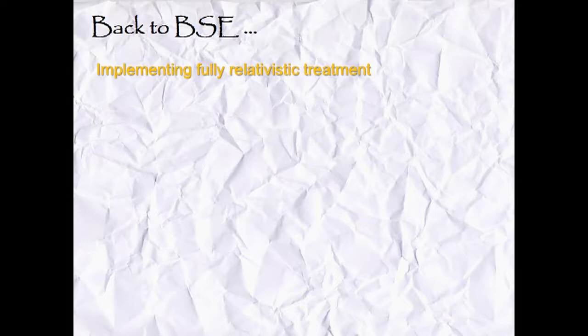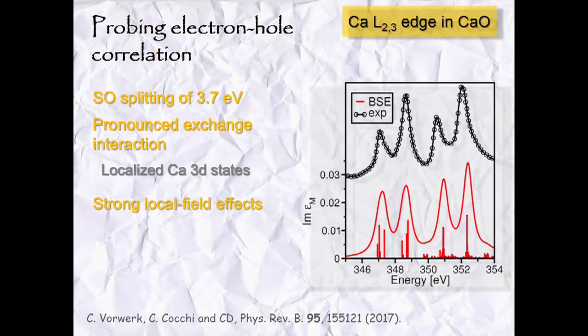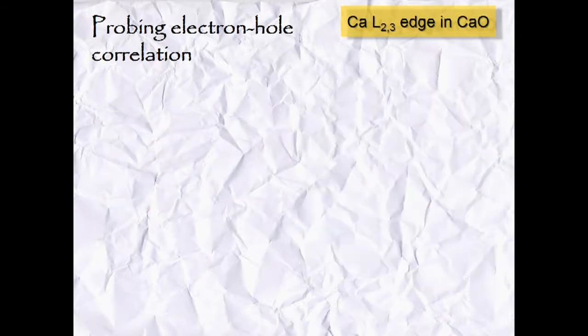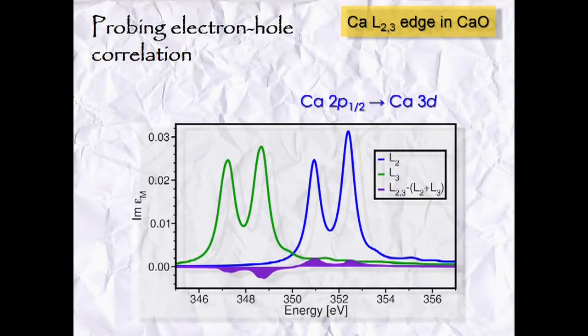I think I'm running short on time. We have the calcium L2-3 edge in calcium oxide. We have a strong spin-orbit splitting of 3.7 electron volts. And you see here the comparison with experiment is excellent in terms of the positions of the peaks, but also the relative intensities. And since I'm running out of time, I don't want to bother you with details here.